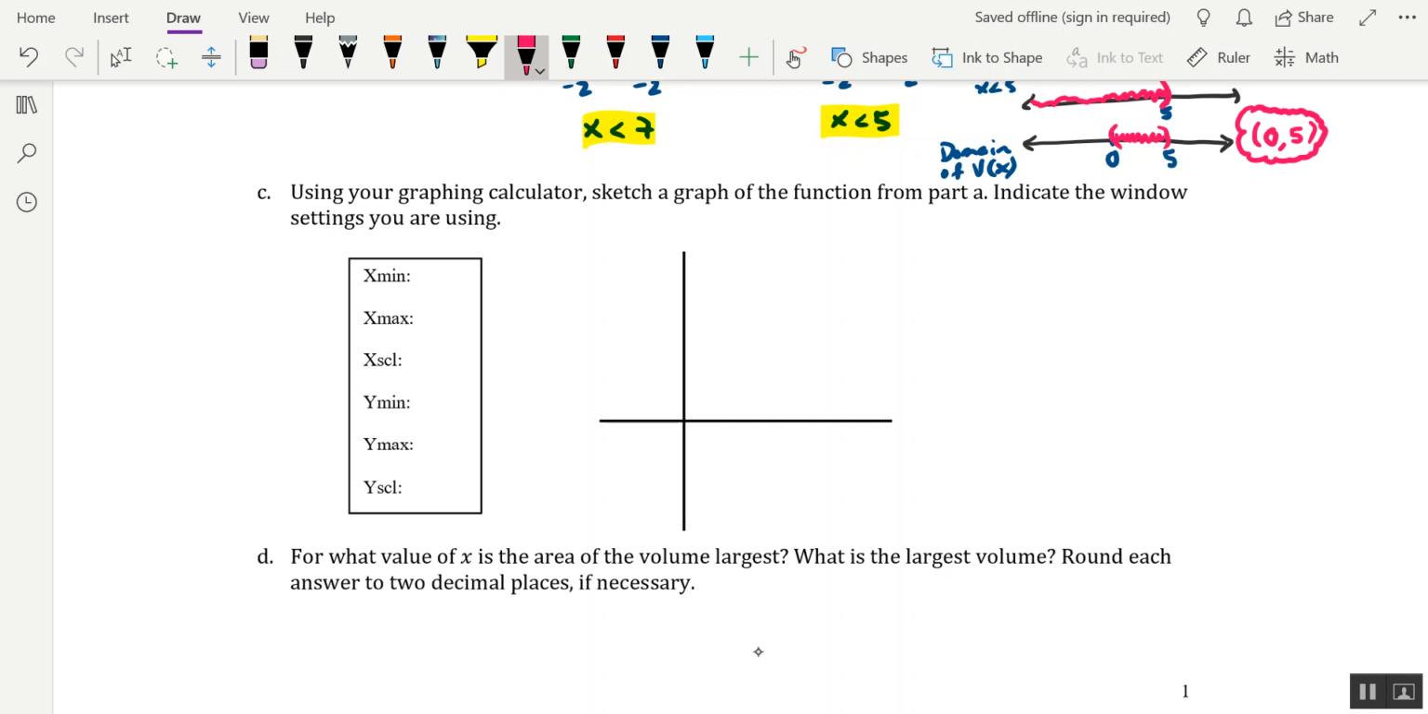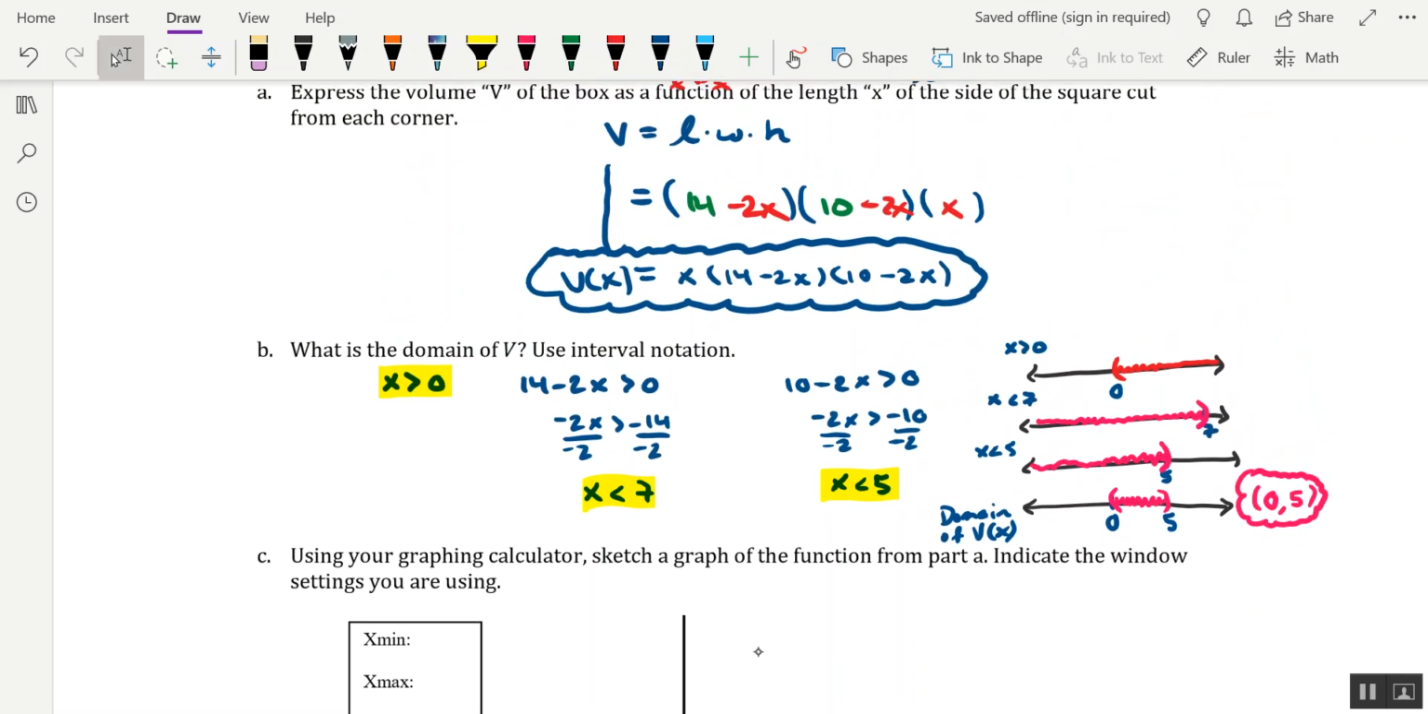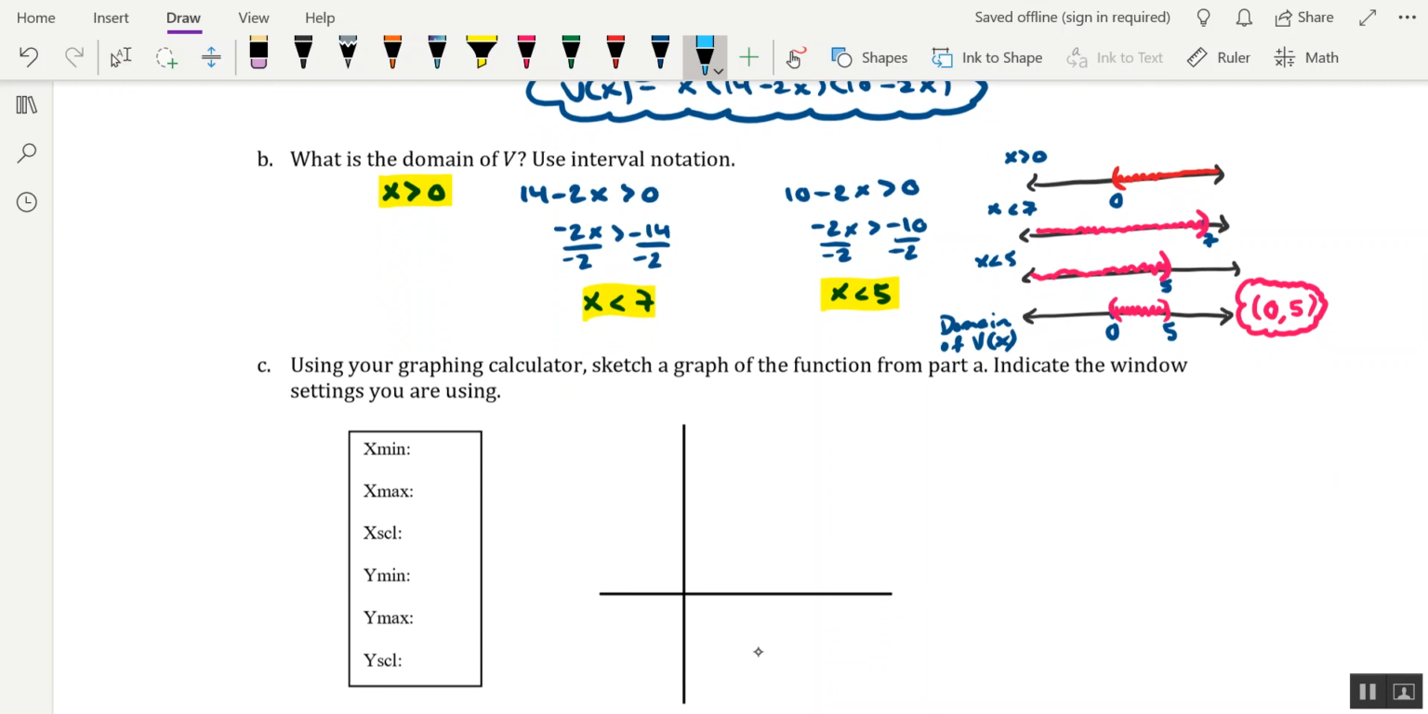It says using your graphing calculator, sketch a graph of the function from part A and indicate the window settings you're using. Keep in mind our function from part A is V of x equals x times (14 minus 2x) times (10 minus 2x). That's what we're going to enter into the graphing calculator, in our row for y1. So y1 equals x, parentheses 14 minus 2x, parentheses 10 minus 2x.